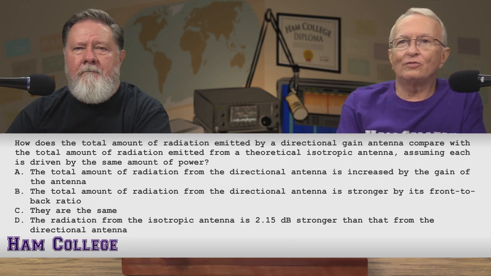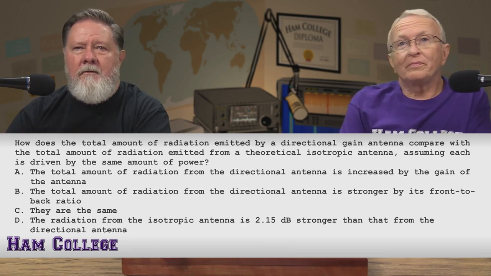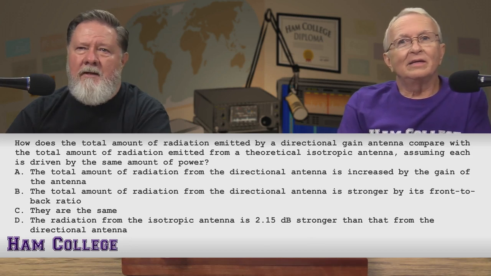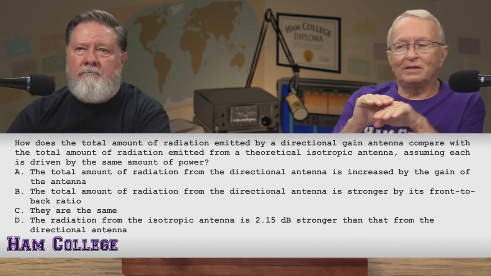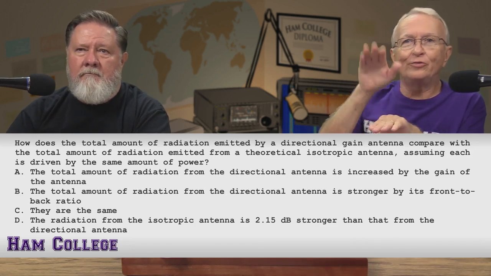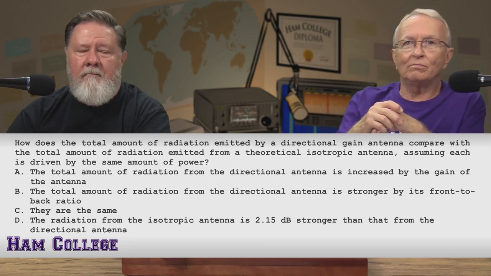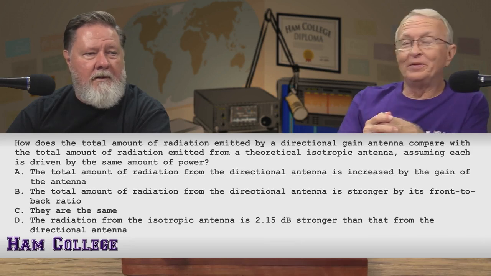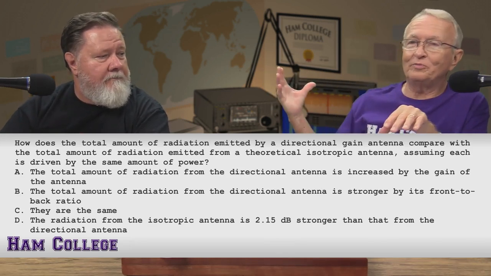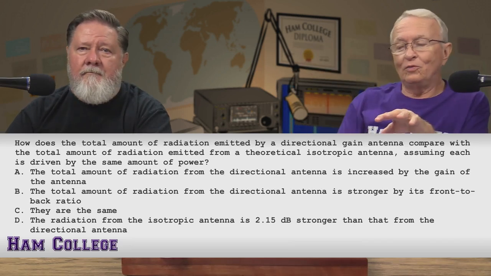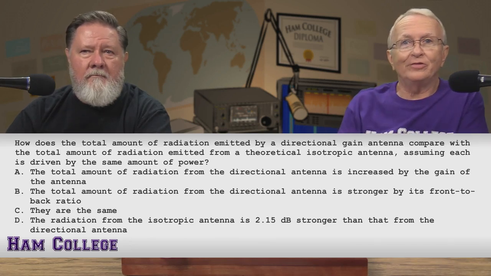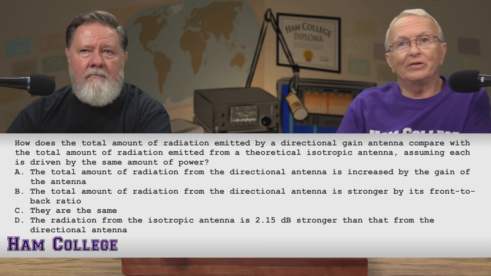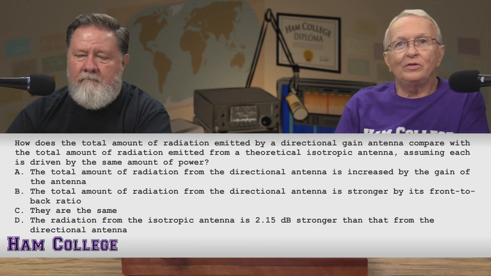And rather than read all those wrong answers, since they are kind of wordy. The total amount of radiation emitted by a directional gain antenna compared with the amount of radiation emitted by... here's the clue. A directional antenna, all it does is take the power you put in and direct it wherever you want it to go, or hopefully where you want it to go. It concentrates it. It takes away some from over here and puts it over here. So there's no more power coming out of that antenna. It's just all put in the direction you want it, or more of it's put in the direction you want it. So, yeah, what you put in is what you get out.